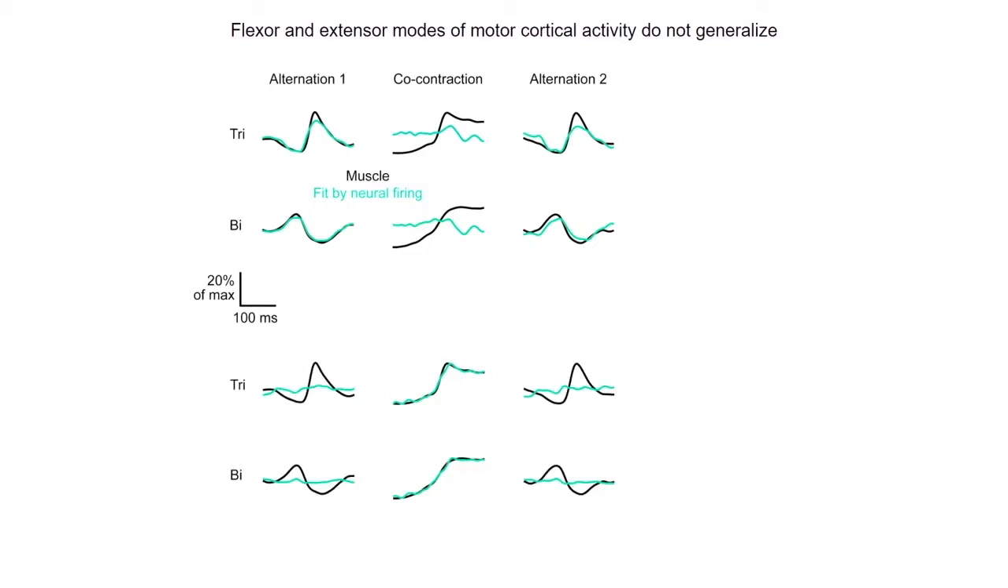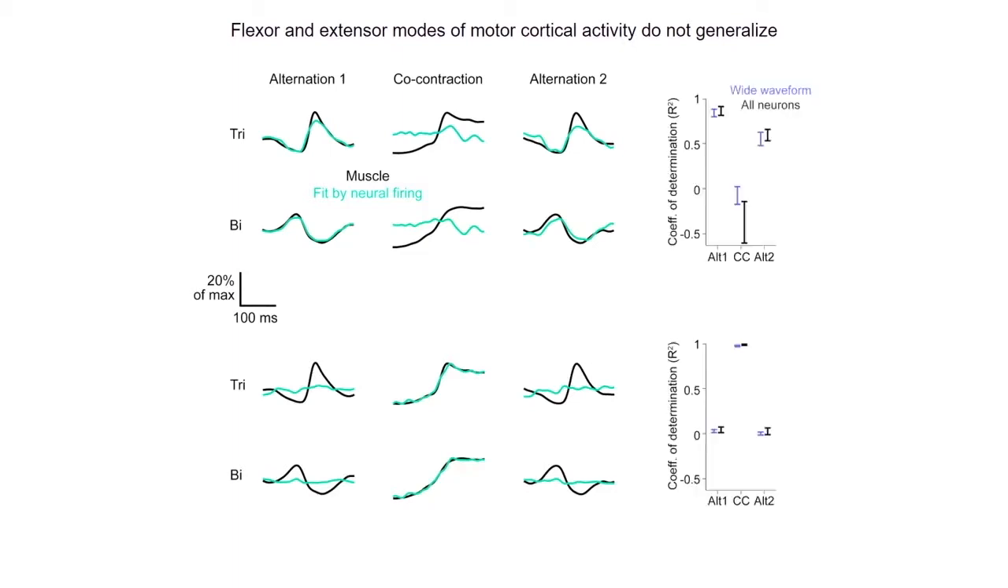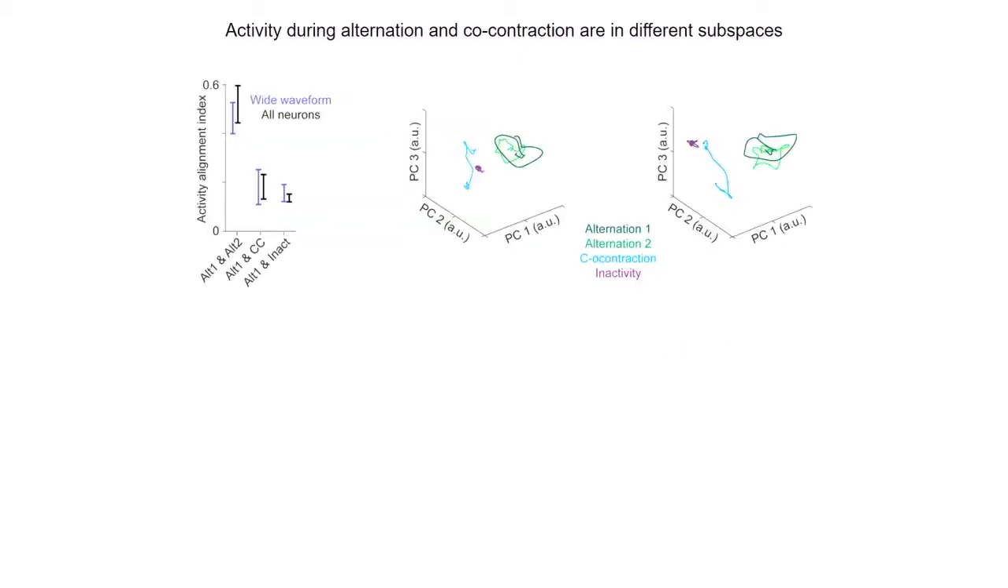And she can go the other direction and fit models with the data from co-contraction. These don't generalize to alternation well at all either. We can fit these models using either all the recorded neurons or just the subset of neurons that have relatively wide waveforms, which should be predominantly pyramidal neurons. And in both cases, we see the same sort of fit quality, quantified here in terms of the R² values.